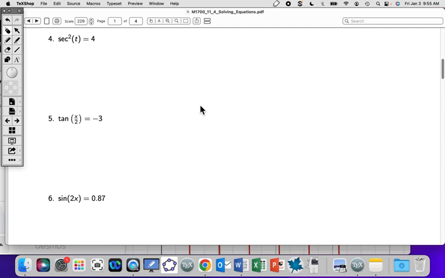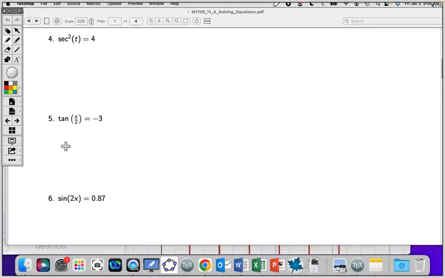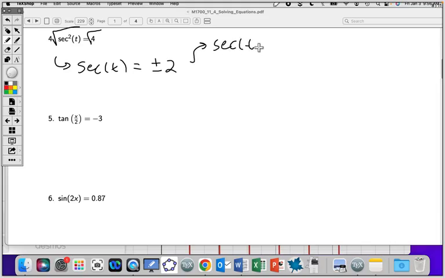All right, secant squared of t equals 4. So once again, first off, we've got a secant squared. I can get rid of that square by taking the square root. So this tells me that the secant of t would either be plus or minus 2. So now I've got 2 equations to solve. Secant of t is negative 2 or secant of t is 2.